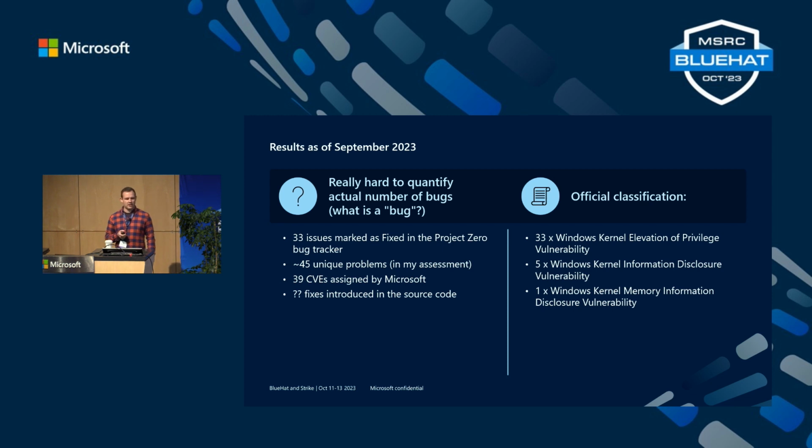But when it comes to the hard numbers, I filed 33 issues in the Project Zero Bug Tracker, which is our main way of reporting bugs. That, in my opinion, corresponded to around 45 unique problems, but that's highly subjective. These 33 issues were assigned 39 CVEs by Microsoft, and out of them, 33 were the most severe elevation of privilege, and 6 of them were some kind of information or memory disclosure.